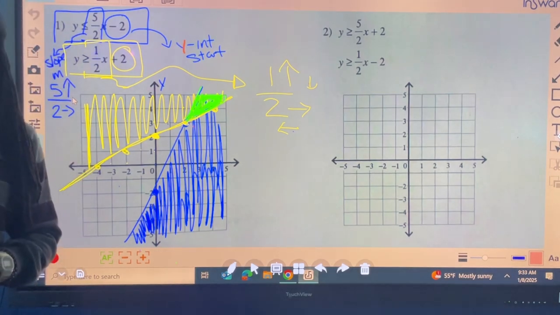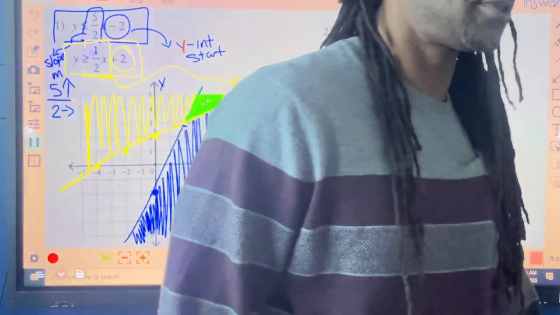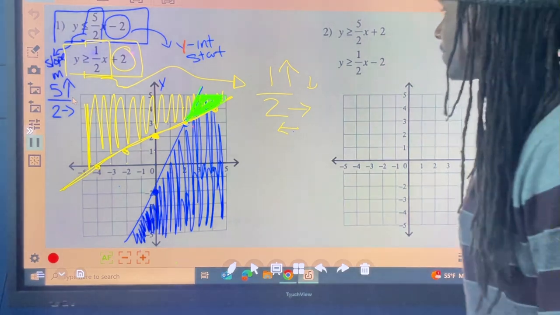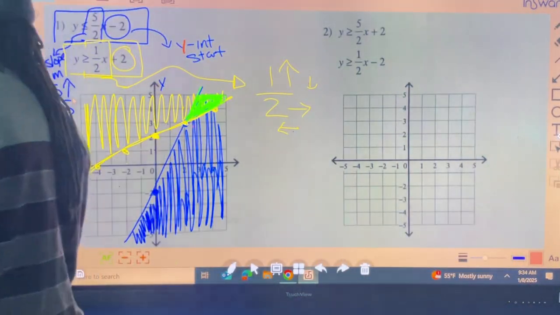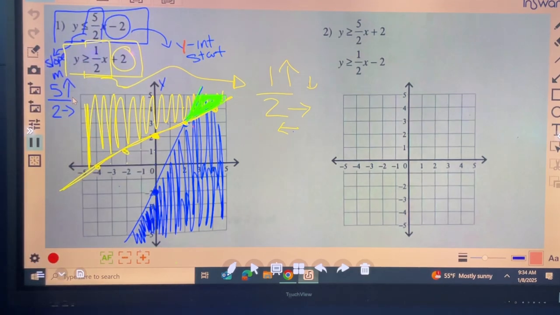Use color pencils, Jose. She used color pencils because the marker's gonna bleed. Alright, slide. Can I erase? Go ahead and get that.